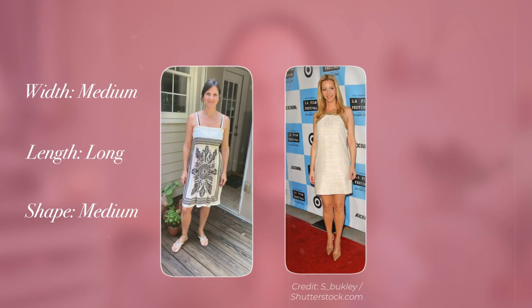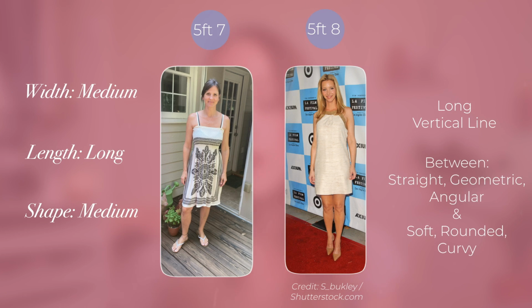Medium, long, medium. This type has medium width in the shoulders, so they're neither particularly broad nor narrow. They're somewhere in the middle. They have a moderate bone structure. They have a long vertical line, which means they look long and they are long. They're typically quite tall, and they have a medium shape, so you couldn't really describe them as straight and geometric and angular, but you also couldn't really describe them as soft and rounded and curvy, or you could describe them as both. You could see them fitting into either category.